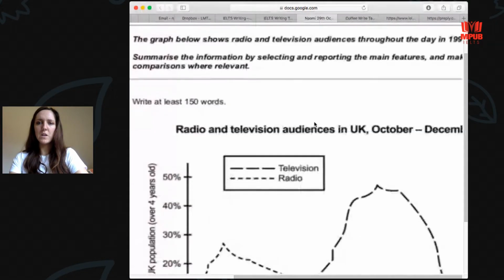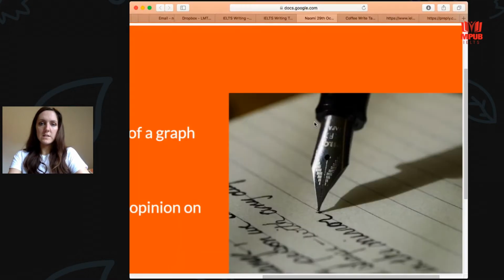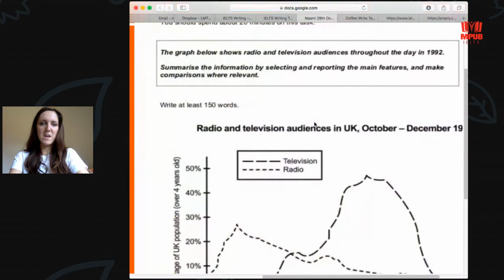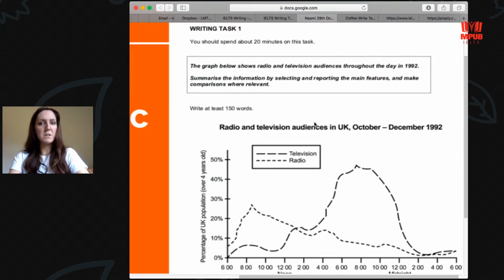I think I'll zoom in on each part and then I'll scroll down so that you can see. The graph, so it says, just making sure I've got the right bit here. Great. There we go. You should spend 20 minutes on this task.